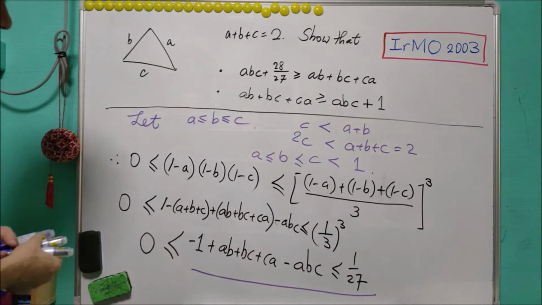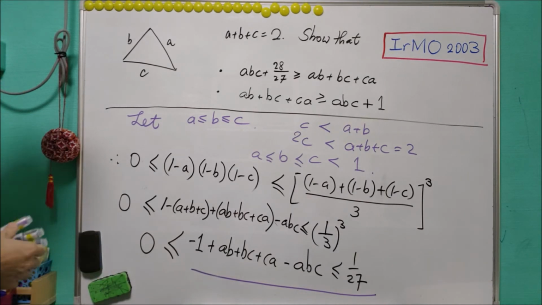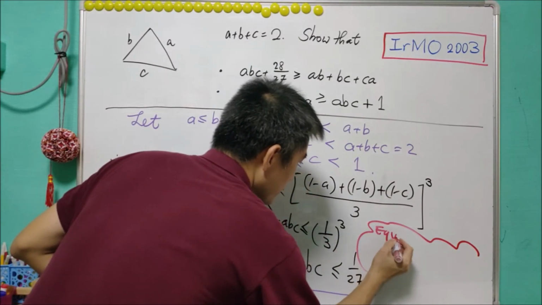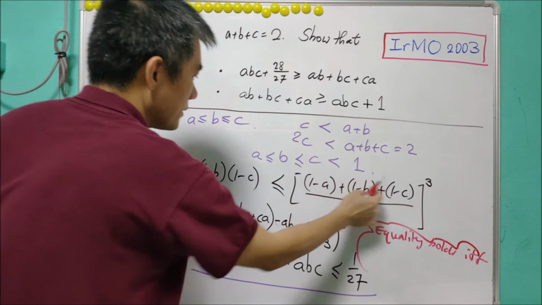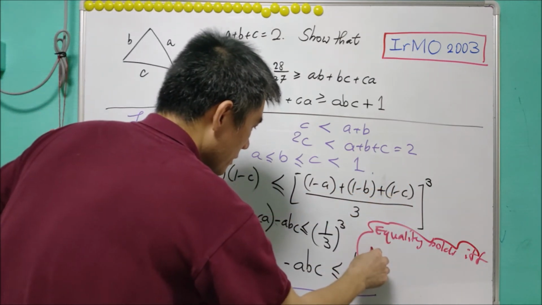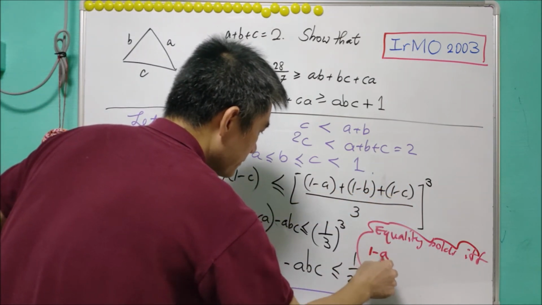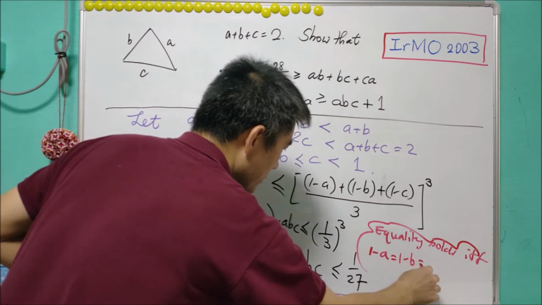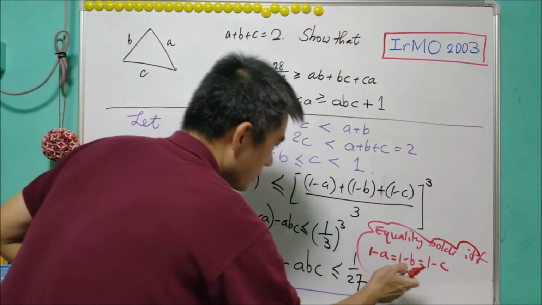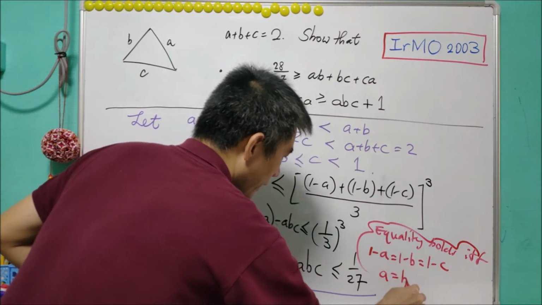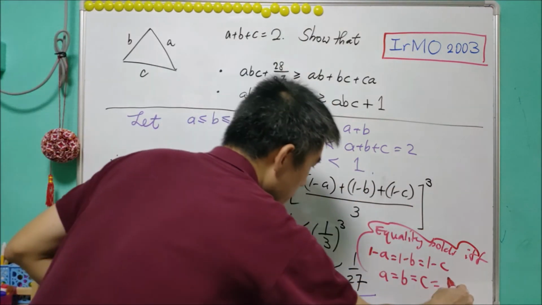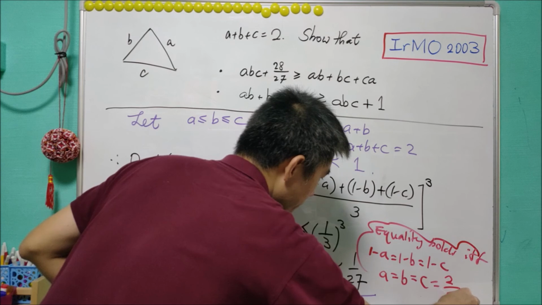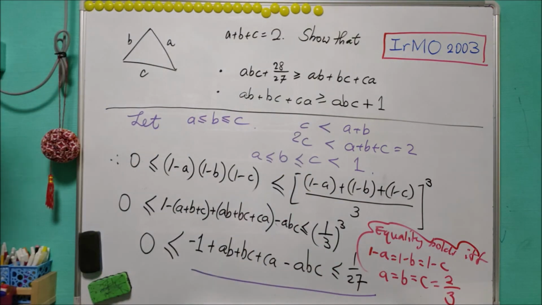So as usual, we always want to see whether the equality holds. Equality holds if and only if each of these is the same, if and only if 1 minus A equals 1 minus B equals 1 minus C. So in this case, A, B, and C must be the same. Since the sum equals 2, each of these has to be equal to 2 over 3.